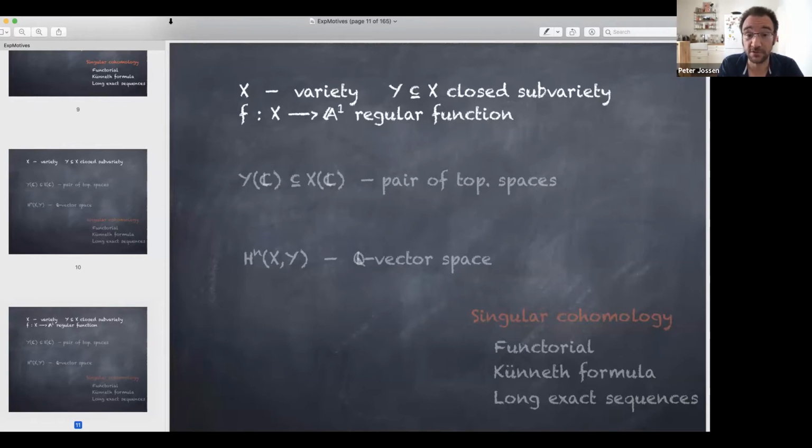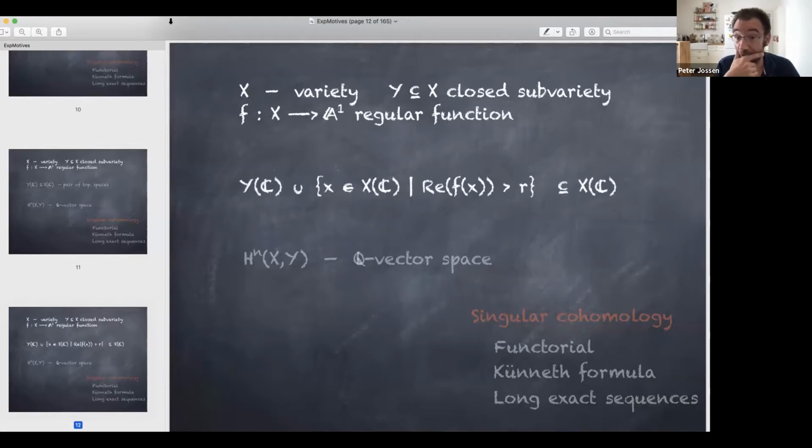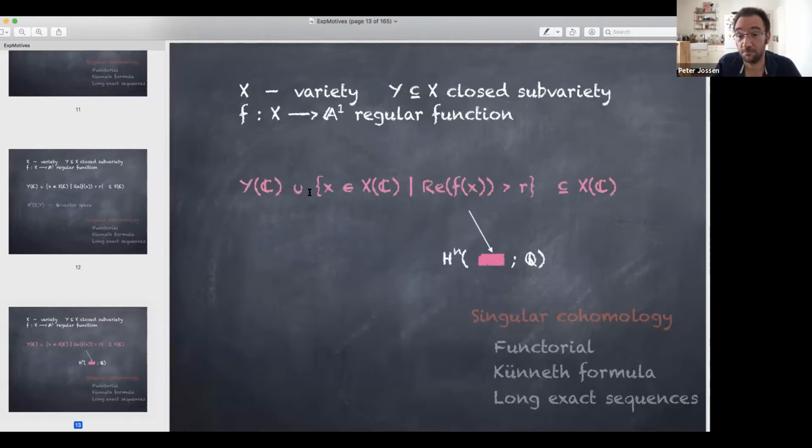What should substitute now for the pair of spaces? Well, I'm going to look at, inside the complex points of X, the complex points of Y, union those points of X where the real part of the function is larger than some real number R. And think of R as a big number. So this is still a pair of topological spaces, and I can look at the cohomology of this pair. It depends on R a priori. So the singular cohomology of this pair is some nice vector space, and it depends on R.